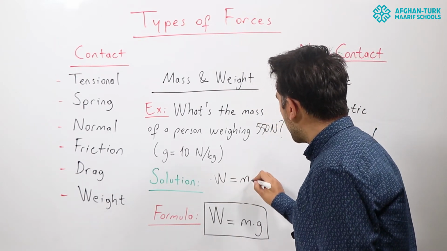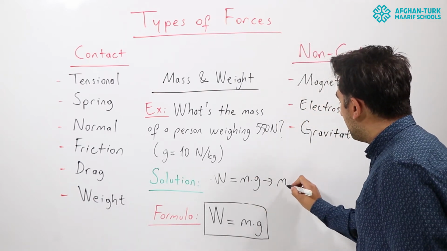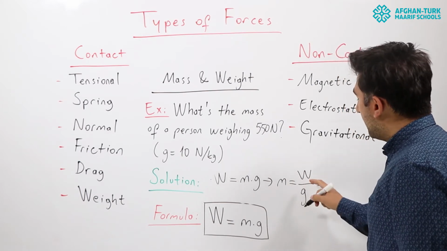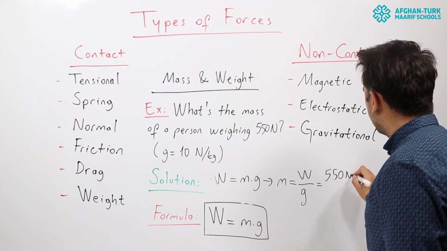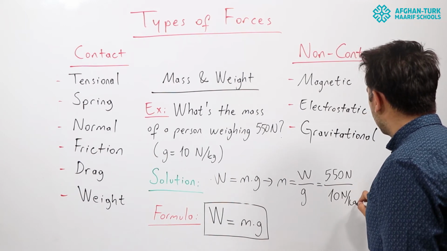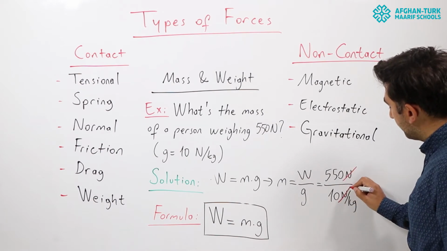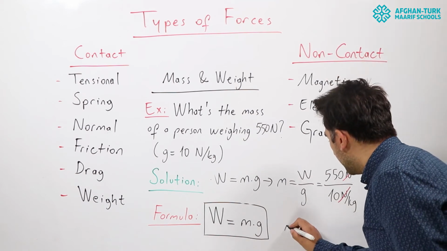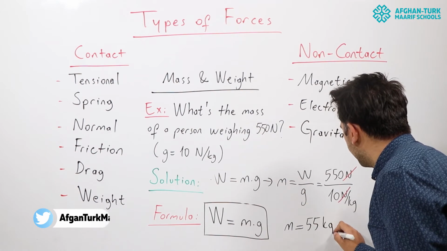Weight is equal to mass times gravity. If I extract mass from here, mass is equal to weight divided by gravity. And weight was 550 Newton divided by 10 Newton per kilogram. As you can see, I can cancel out the Newtons. So from here, I can find mass as 55 kilogram.